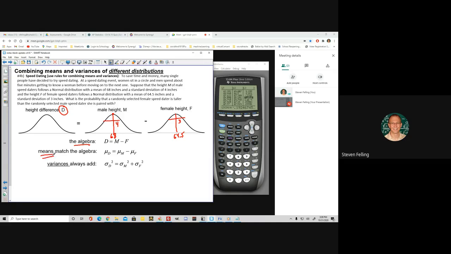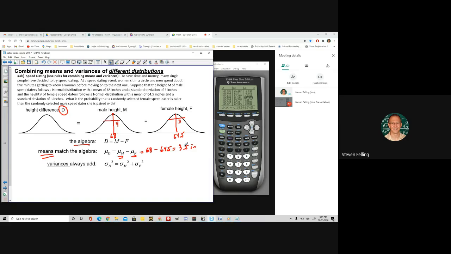The means do just what you would expect. They follow the algebra. So the mean of the differences is going to end up being the mean of the males minus the mean of the females. So if the males are 68 inches tall on average, and the females are 64.5, if you subtract those two, 68 minus 64.5, you get 3.5 inches, right? So on average, the difference in heights in the couple is going to be 3.5. The man's going to be 3.5 inches taller.